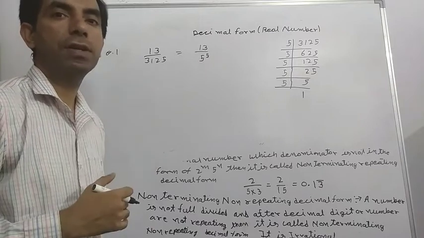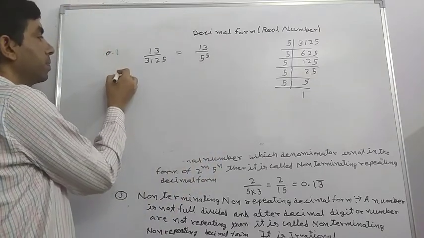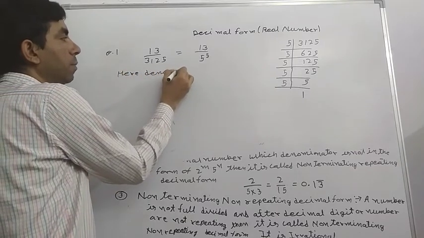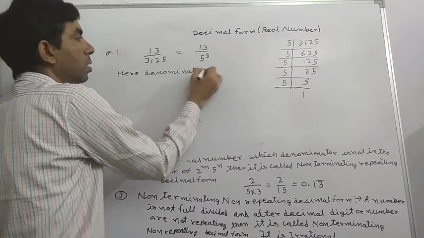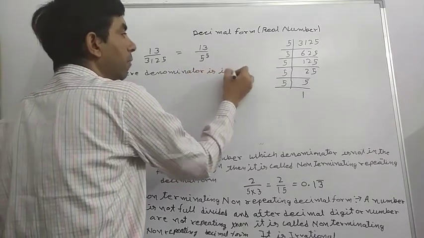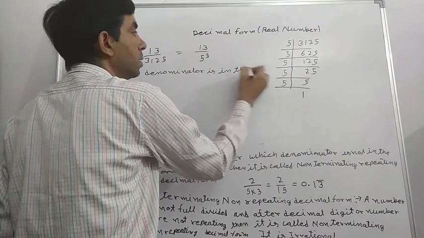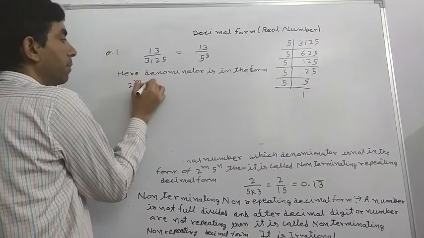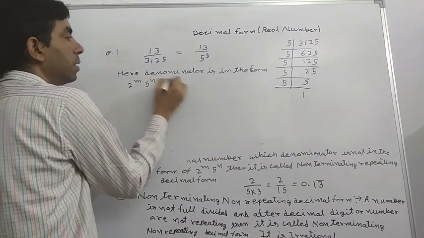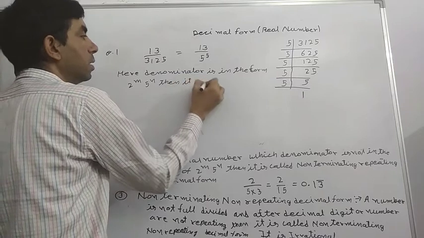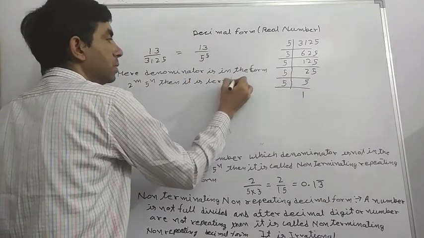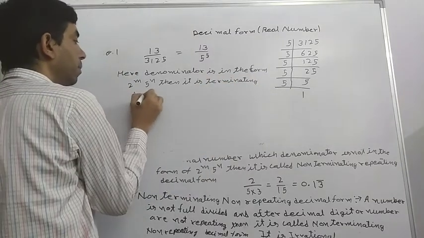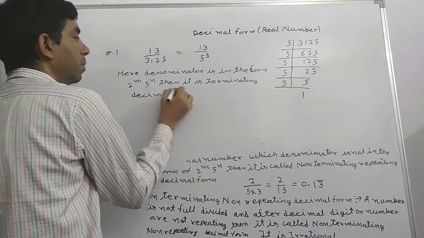How do we find the solution of it? First we write here: if the denominator is in the form 2 to the power m, 5 to the power n, then it is in terminating decimal form.